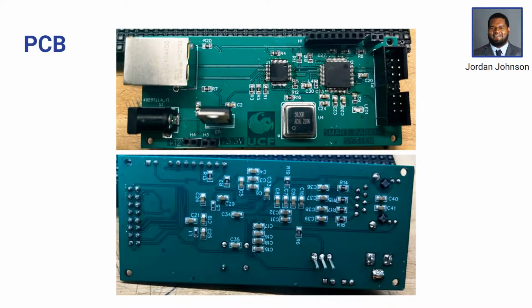So here we have pictures of the top and the bottom of our PCB. Referring to the top picture, on the left half of the board, we have the Ethernet port, a DC power jack connector, a 3.3 volt linear regulator, as well as a couple of test points to measure the voltage before and after it has been regulated.